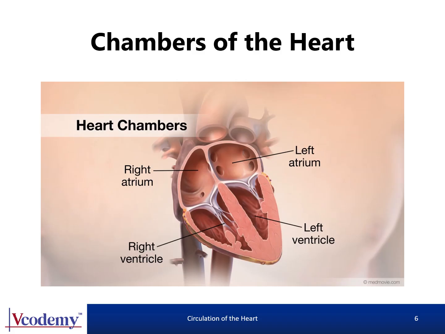So, the interatrial septum. This is a solid muscular wall that separates the left and right atria. Atria is plural, atrium is singular. The septal wall in the right atrium is marked by a small oval-shaped depression called the fossa ovalis. This is the remnant of the foramen ovale in the fetal heart, which allows right to left shunting of blood to bypass the lungs. It closes once the newborn takes its first breath.